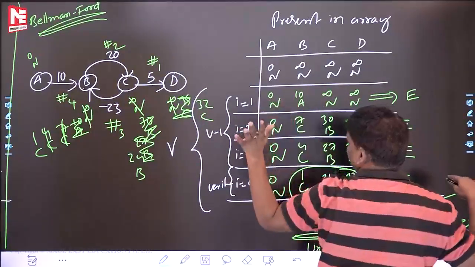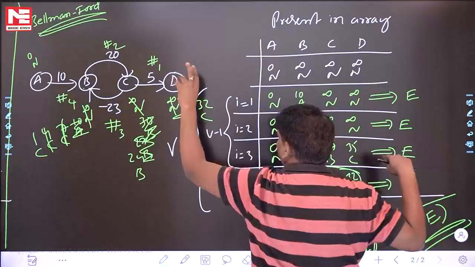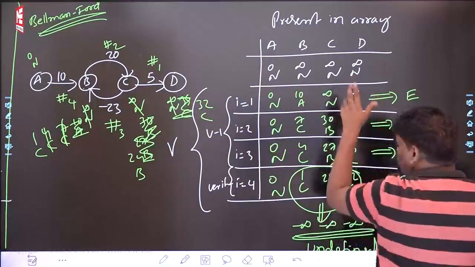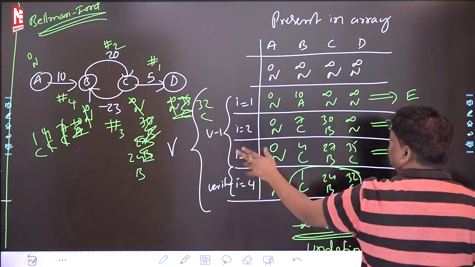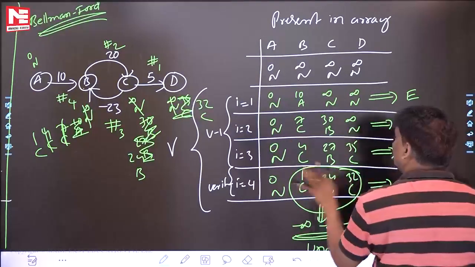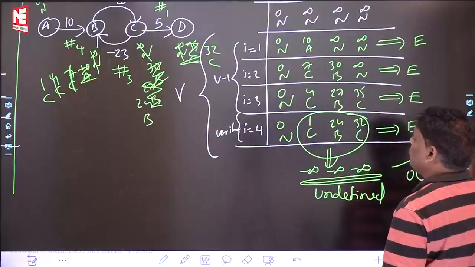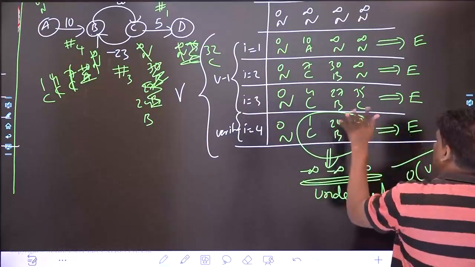Don't write in the middle. Do round number 1 properly, then write. Round number 2 also do properly, then write. Just do like that for V minus 1 rounds. Next, the last round is done only to verify whether a cycle is there or not. If a cycle is there, for those who are part of the cycle the answer is not defined. For other vertices the answer is defined.